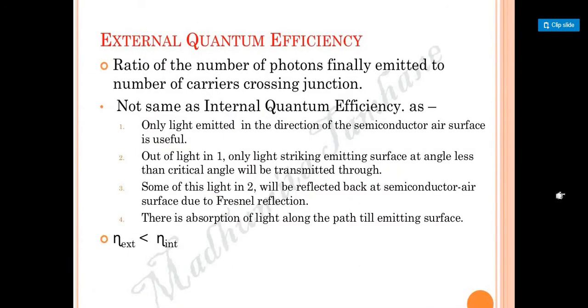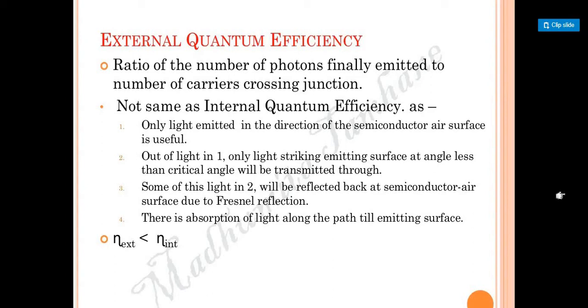Now let us see what is the actual meaning of external quantum efficiency. It is the ratio of the number of photons that are finally emitted to the number of carriers crossing the junction. Based upon that ratio, if you want to find how many electrons are passing, that is nothing but how many photons we are getting from the emitted part to the carriers crossing the junction. If you find both the ratios, we are able to find their efficiency. That is not the same as internal quantum efficiency, which only emits in all directions.